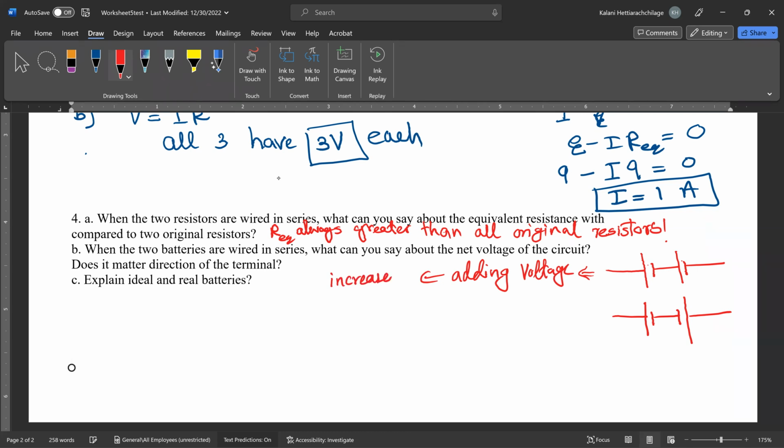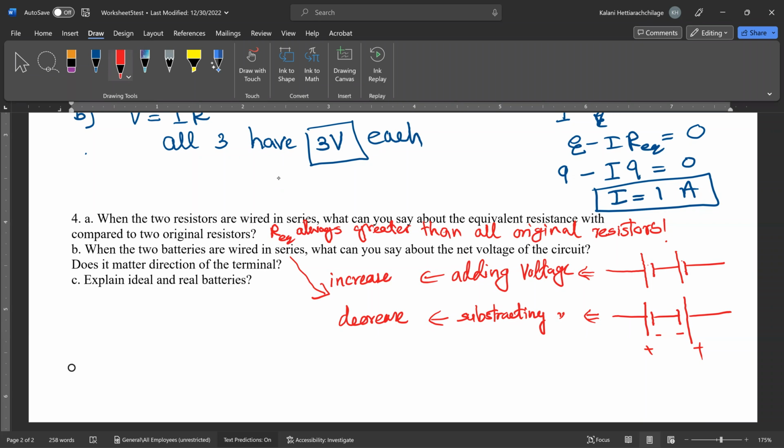But if we do this one, what will happen? You see that this one is negative terminal, this is negative, this is positive, this is positive. That means you basically subtract the voltage. Right? That means it decreases the total voltage. That's what I am asking in here. Does the direction of terminal matter? Yes. If you connect in these two different ways, you're going to increase or decrease the voltage.